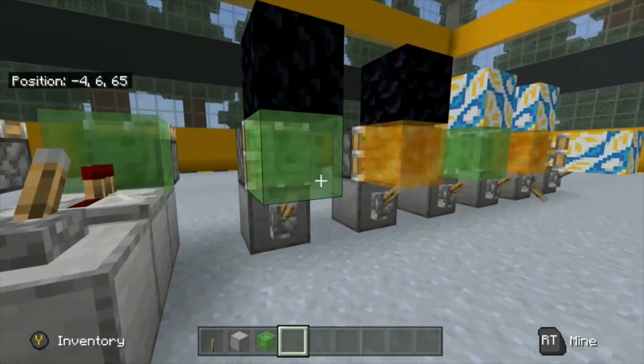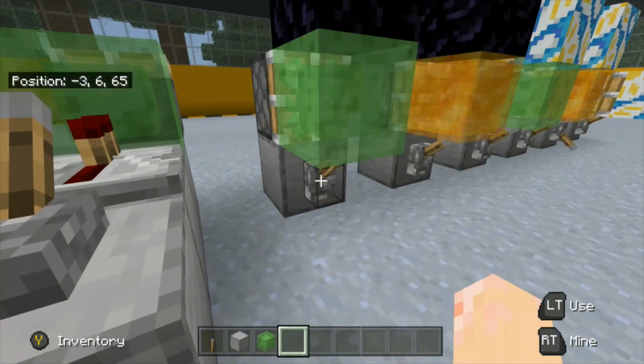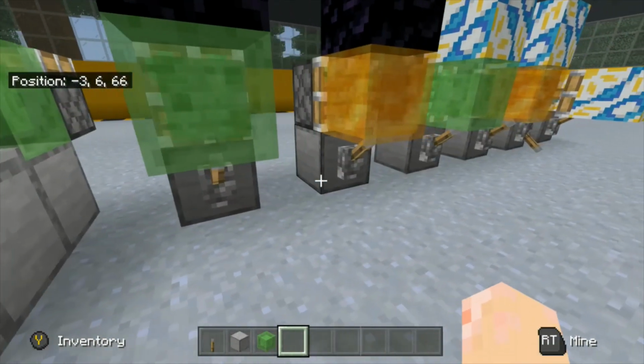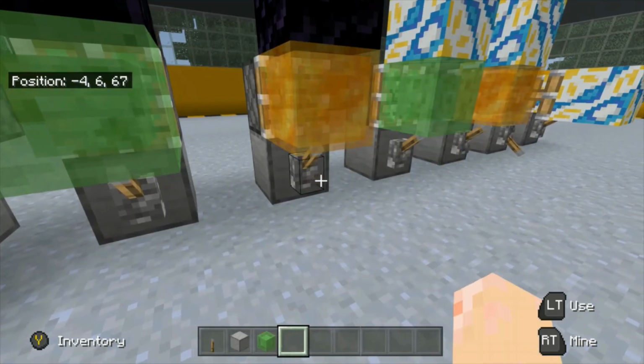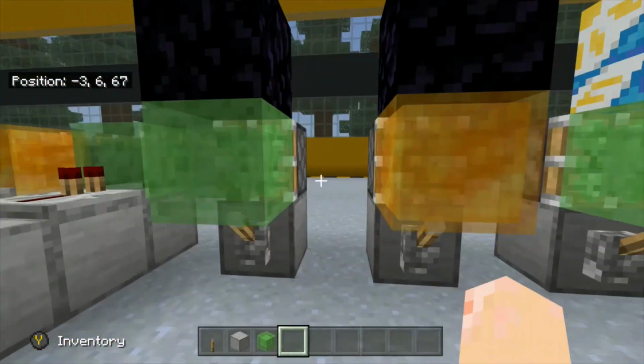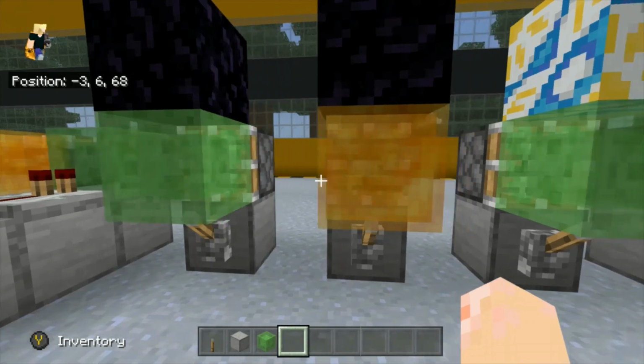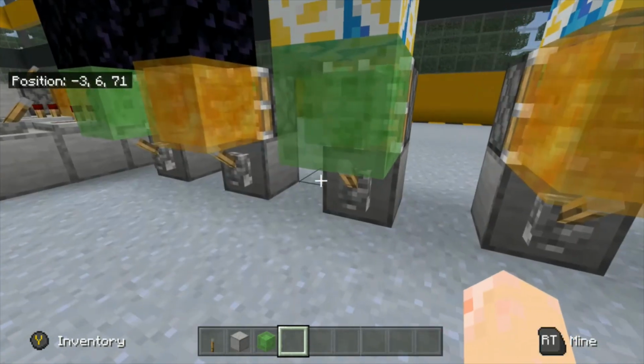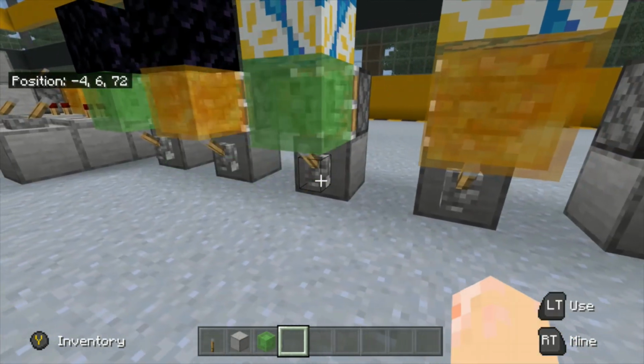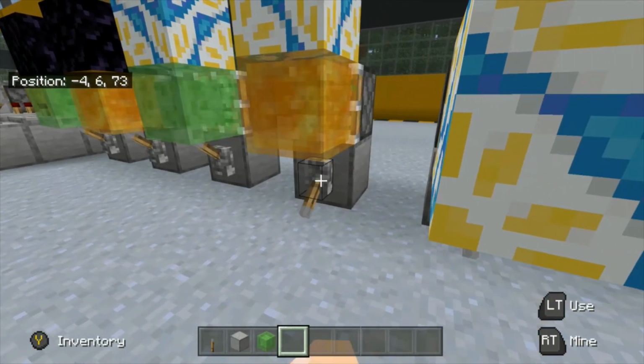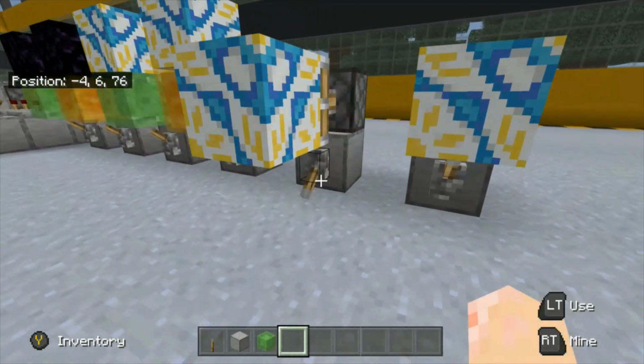Number one is immovable objects. You cannot move these, even with sticky pistons and even with slime blocks and honey blocks, you cannot move these whatsoever. Now we have glazed terracotta blocks, which is a really, really interesting one because they can be moved by pistons, as we can see here.